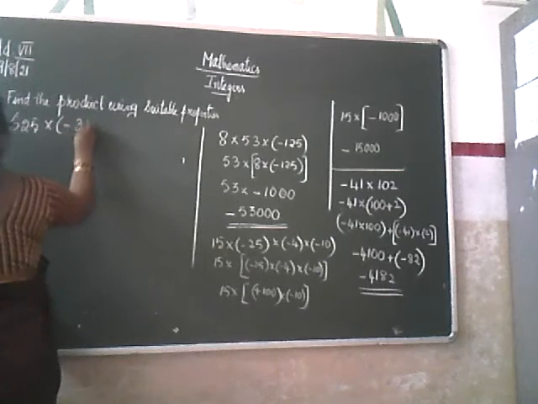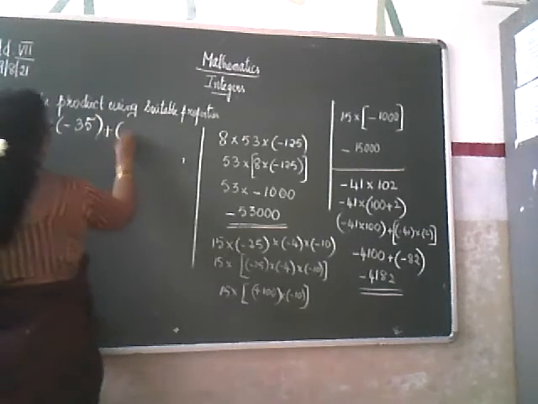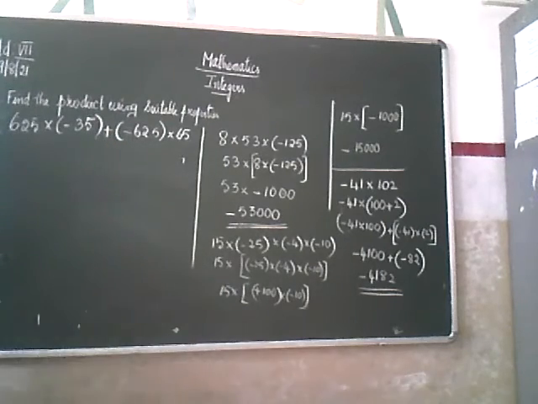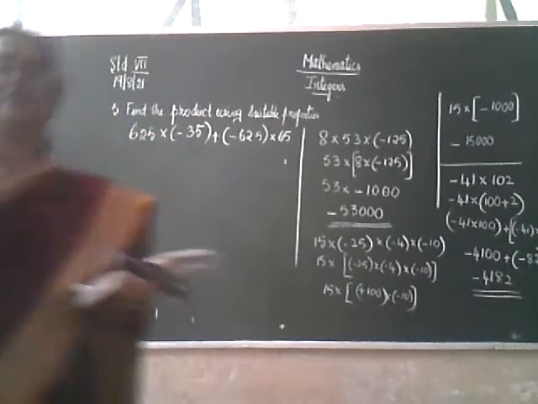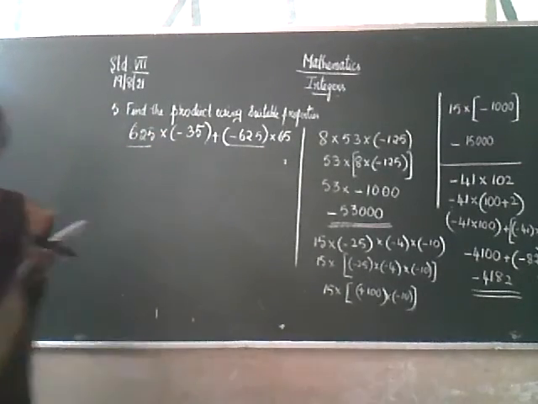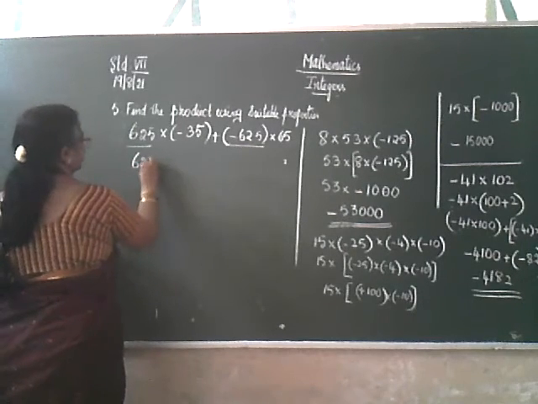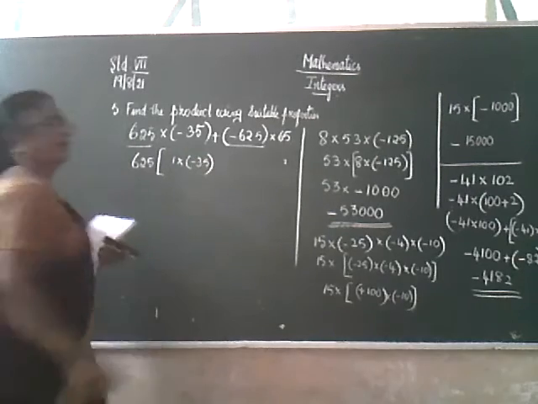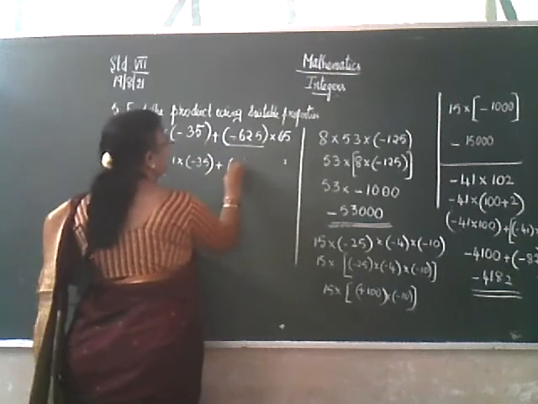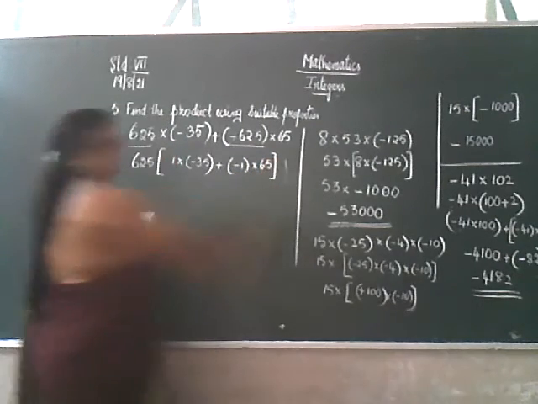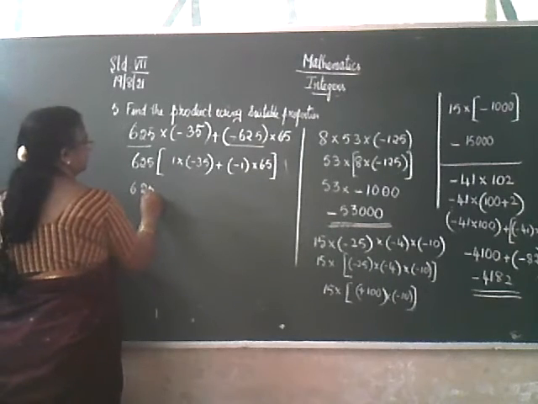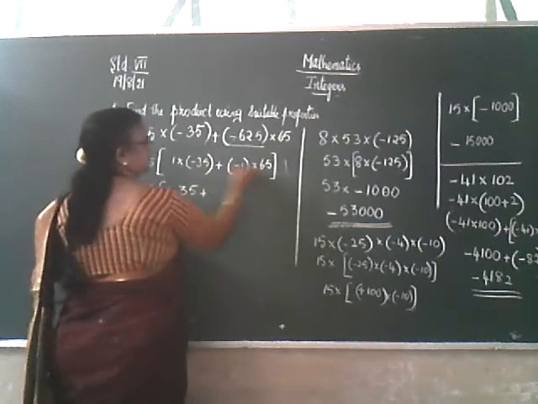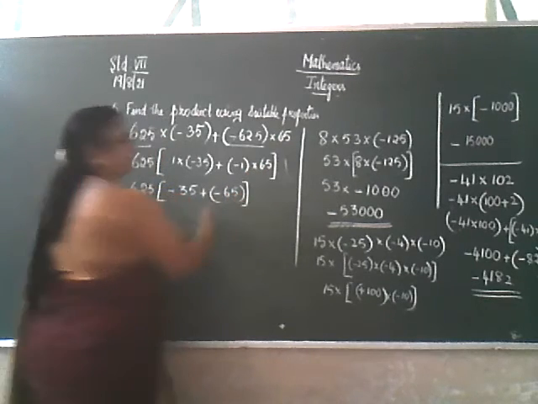625 into minus 35 plus minus 625 into 65. So one is having positive, the other is having negative in 625. If you see the question, this is positive and this is negative. So let me take 625 out. So 1 into minus 35 plus, if I take 625, it will give me minus 1 into 65. So now you multiply 625 into 1 into minus 35 plus, yes, minus 65. 1 into 65 is 65.